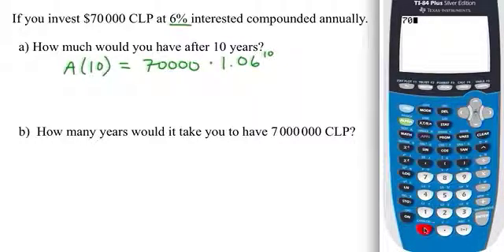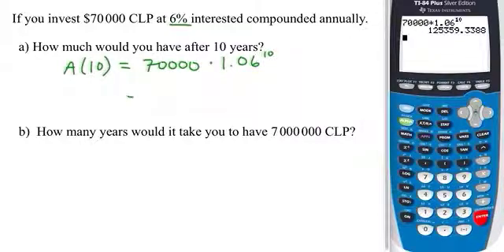And from here, it's just a little calculation. 70,000 times 1.06 to the power of 10, and that's it. So after 10 years, if I leave my money in the bank at 6%, I will have changed my 70,000 pesos into 125,359, more or less. Just by doing nothing but leaving it in the bank.